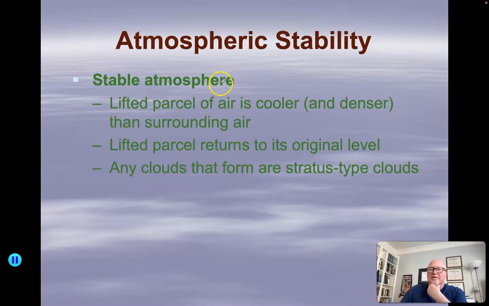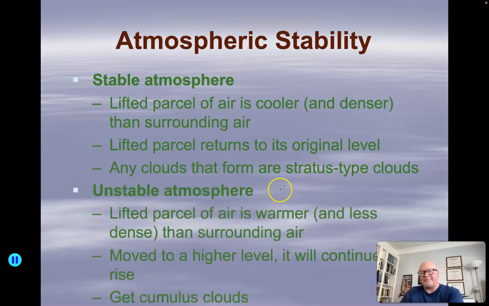So what is atmospheric stability? You have a stable atmosphere when a lifted parcel of air is cooler and more dense than its surrounding air. If that lifted parcel returns to its original level, and any clouds that form are stratus clouds, then things tend to be pretty stable. You still might get precipitation, but you're not going to get massive storms. You're not going to get massive wind. You're not going to get a thunderstorm or anything like that.